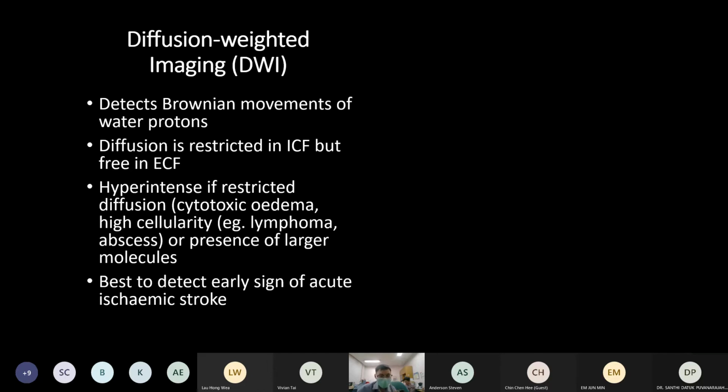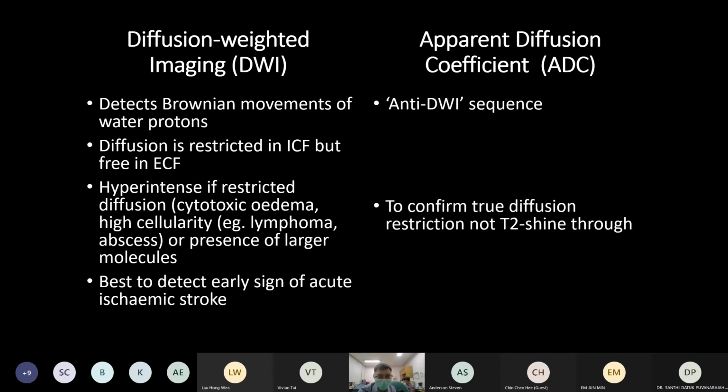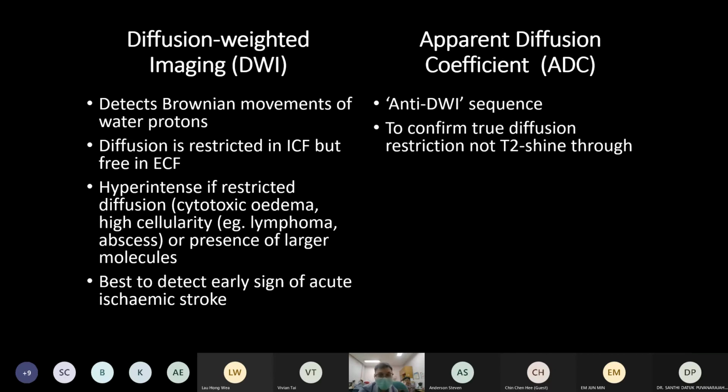Okay, so as we talk about DWI, it's also important for us to know about its evil twin, which is called ADC. ADC is known, in an informal way, as an anti-DWI sequence. What is the importance of the ADC? It's basically to confirm whether the hyperintensity that we detect under the DWI is really true diffusion restriction, or is just an artifact because of the T2 sequence.